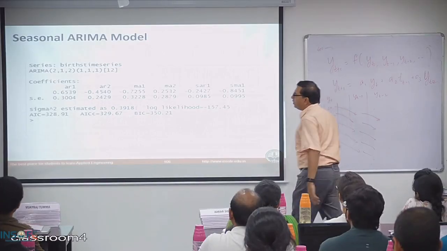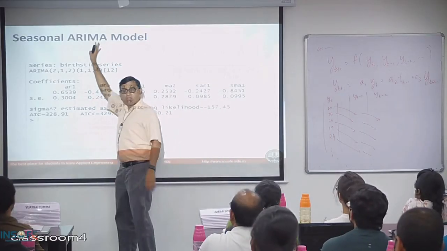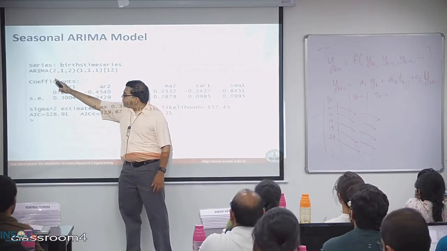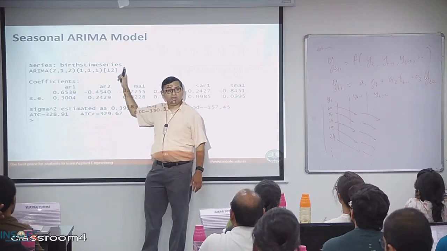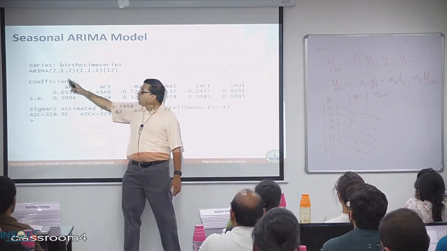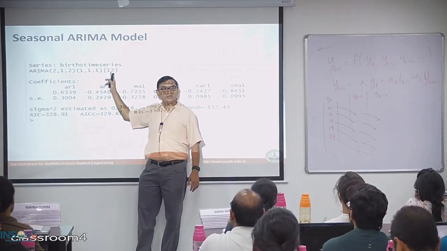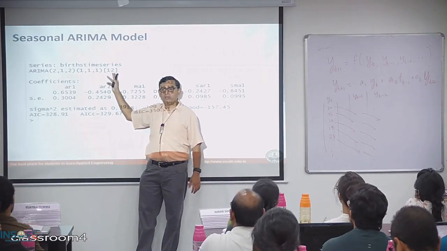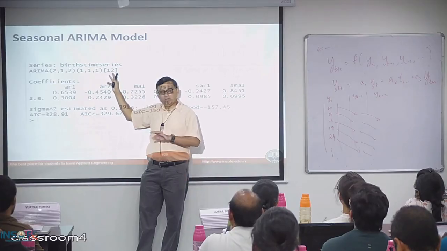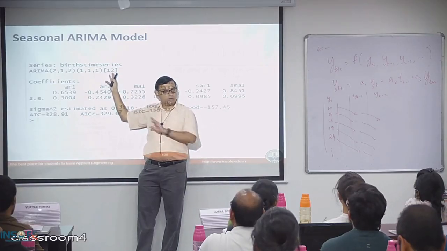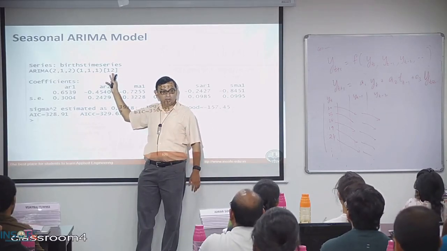When I put it on AutoArima, it gives the best model to fit as this: 2, 1, 2, 1, 1, 2. Let's start from the back here. What is this 12? Periodicity. What is the length of the period? 12 months is what it's identified as the period, right?